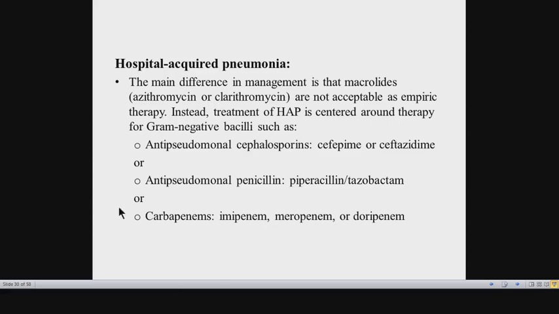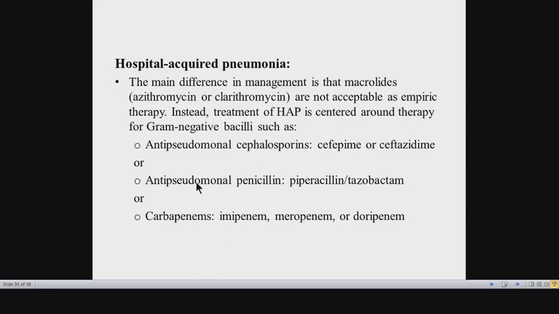And then we have carbapenems. You can give an anti-Pseudomonal antibiotic in the form of carbapenems. Carbapenems like meropenem and imipenem are also antibiotics which can cover Pseudomonas infection. So the empirical therapy for hospital-acquired pneumonia should be centered around gram-negative bacilli, and we should give an anti-Pseudomonal antibiotic.